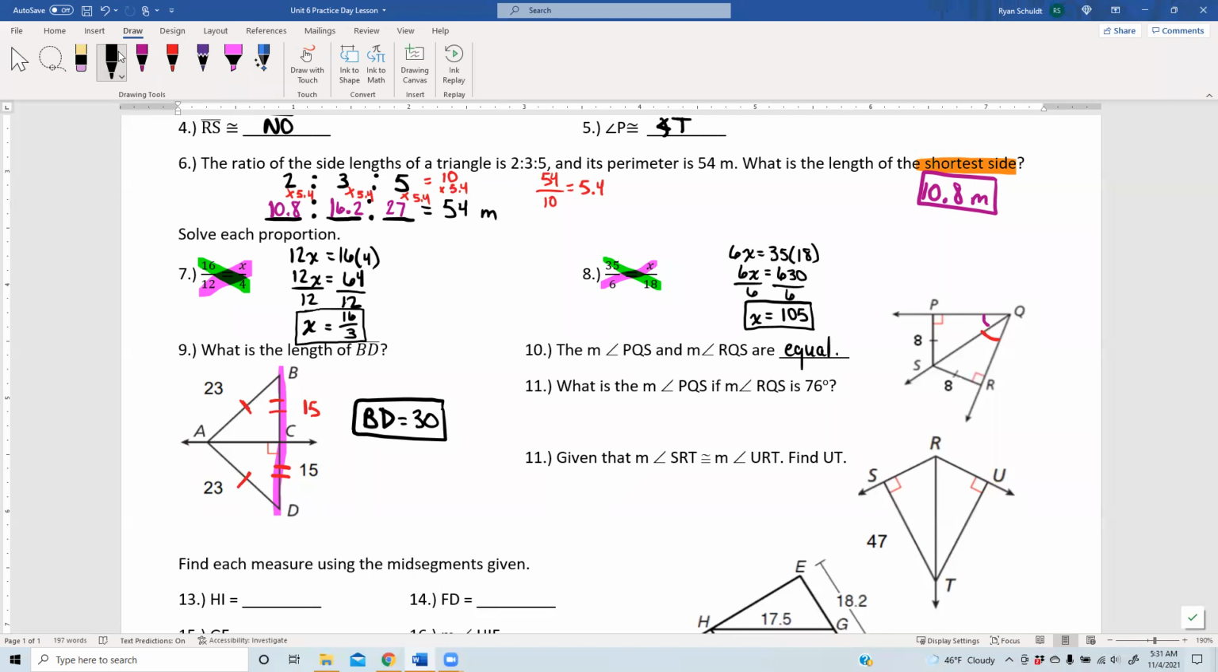So then it goes on to say, well, what is PQS if RQS is 76 degrees? So RQS is 76. What's that mean about PQS? We just said they're equal, so that means PQS better be 76 degrees. That's our answer. Measure of angle PQS equals 76 degrees. Don't overthink this. Do not overthink it.